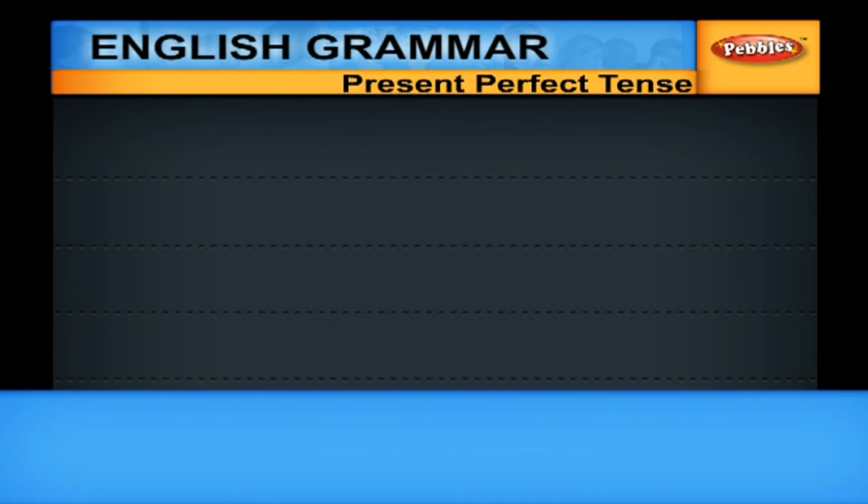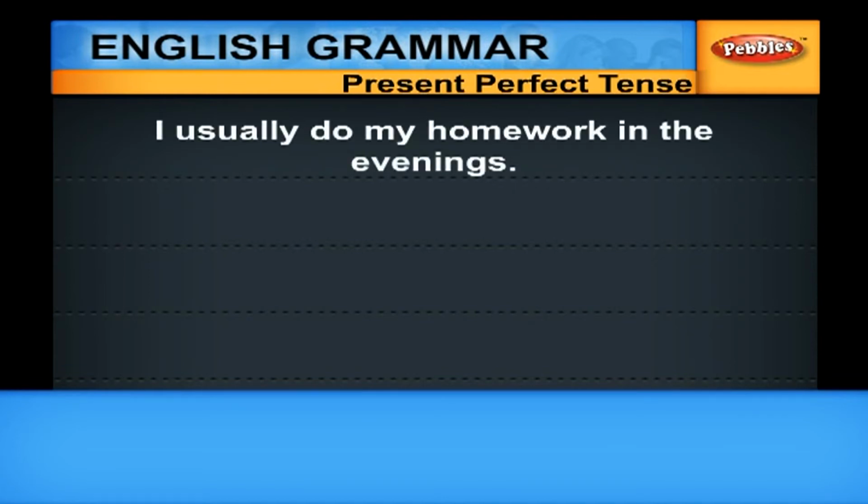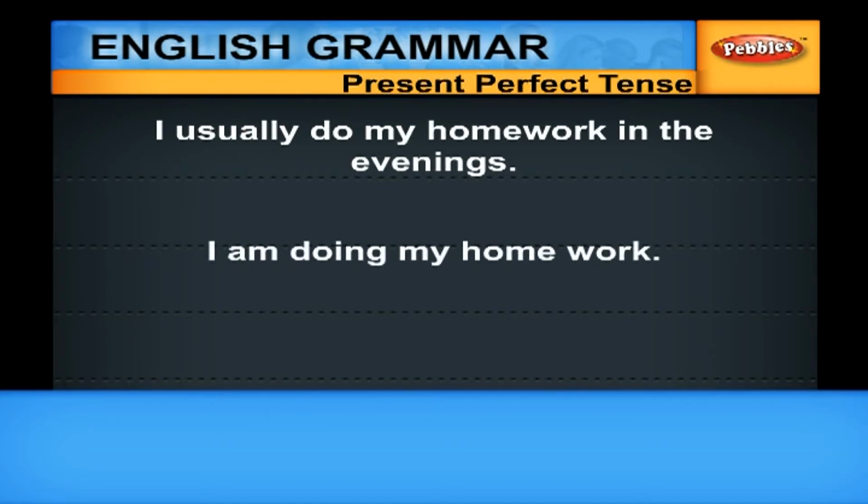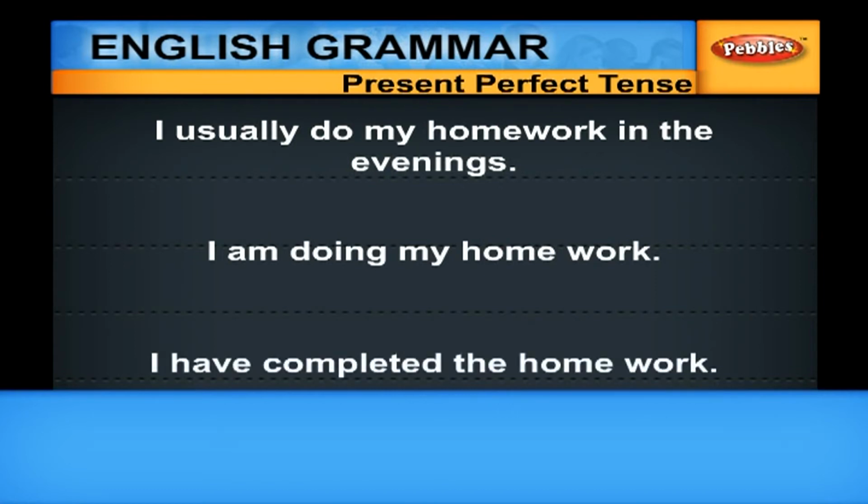So, we have seen three constructions here. The daughter does her homework in the evenings. Presently, she is doing her homework. Then, she has completed her homework. So, simple present refers to an action habitual. Present continuous refers to an action in progress. And present perfect refers to an action completed at some point of time in the past.